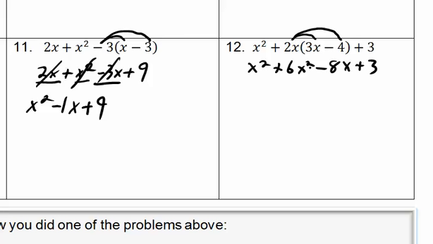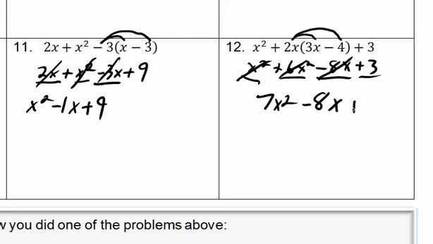No more multiply or divide, so we're going to combine like terms. So we're going to start with our x squared. Remember, that's the same as add and subtract on PEMDAS. So 1x squared plus 6x squared is 7x squared. Cross those out if that helps me. Anything I can add to that? Nope. So I'm just going to write it down. Minus 8x. Anything I can add to that? Nope. So I just write it down. And that's my final simplified expression.